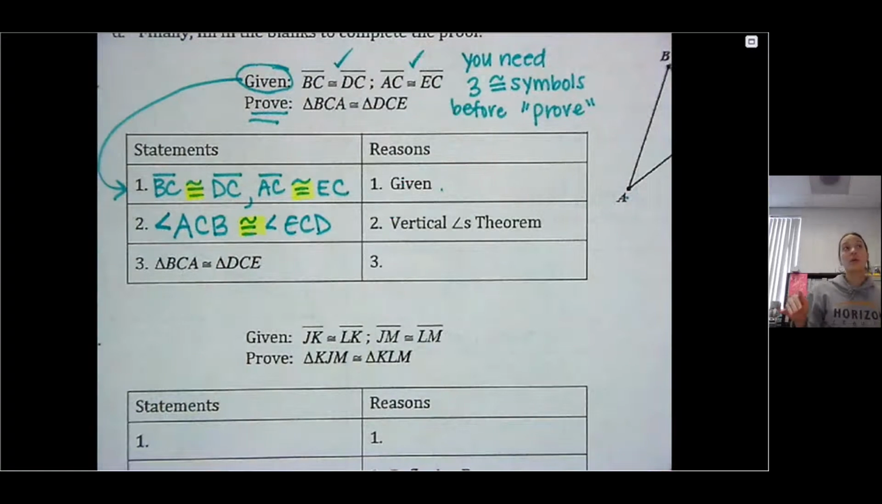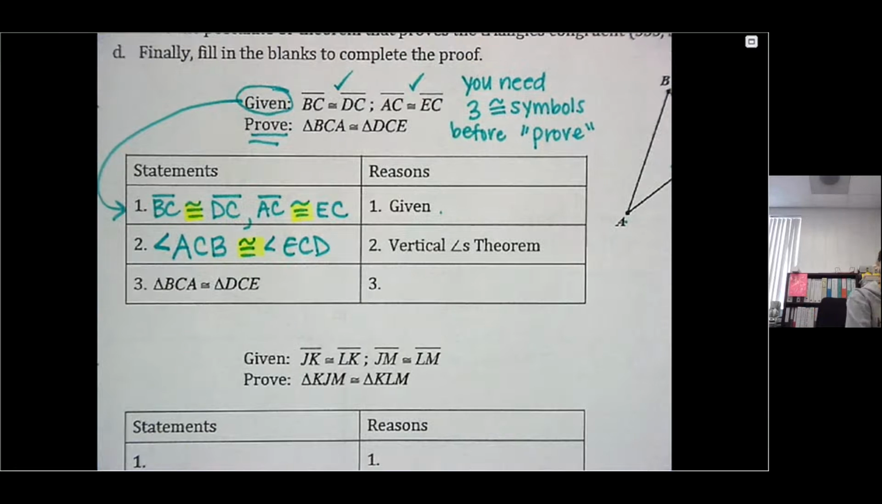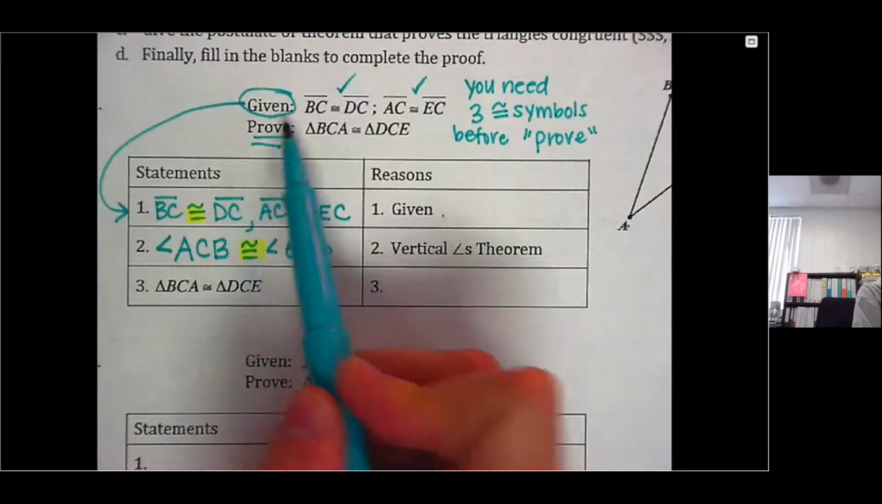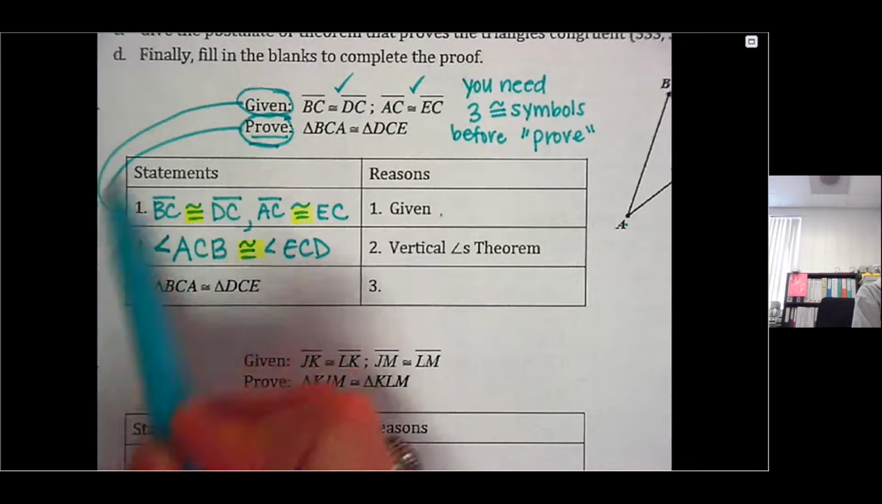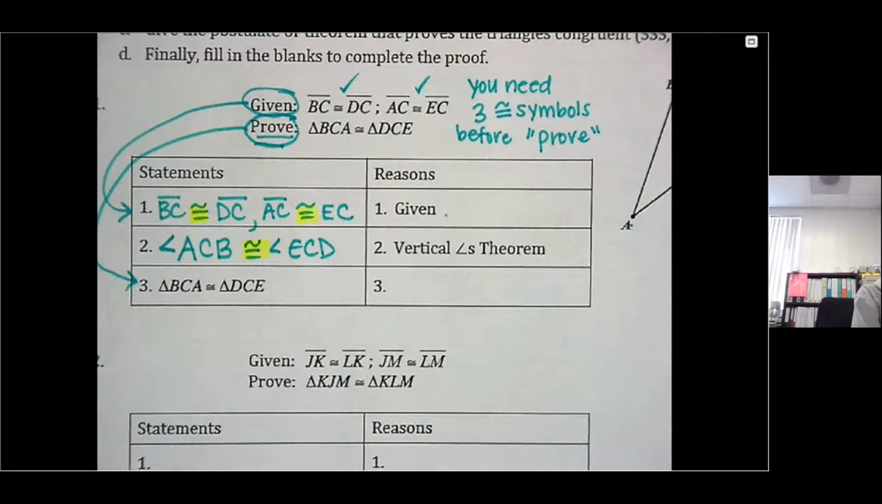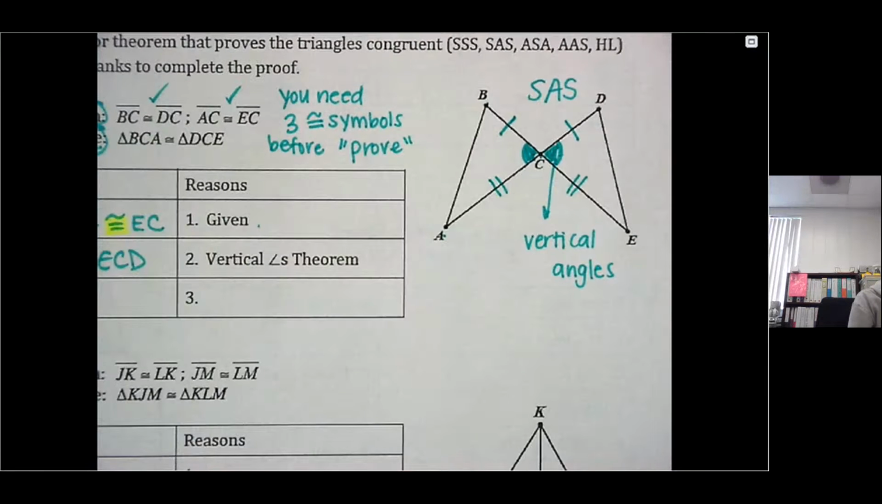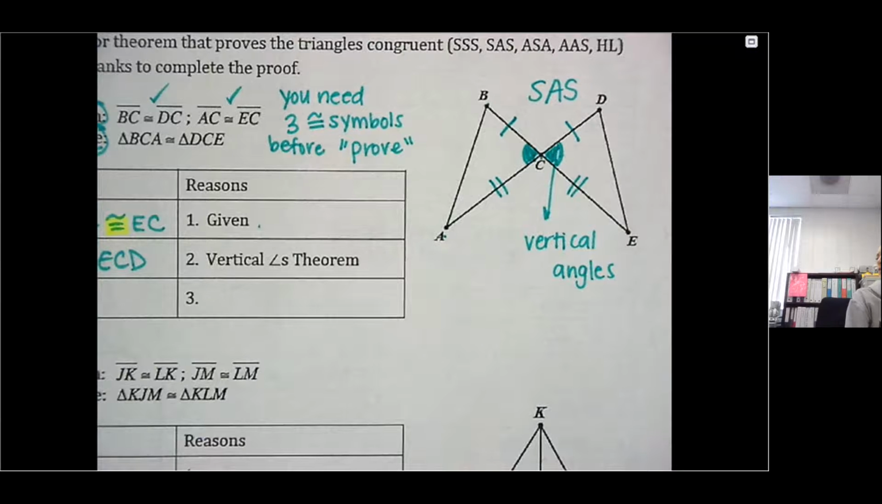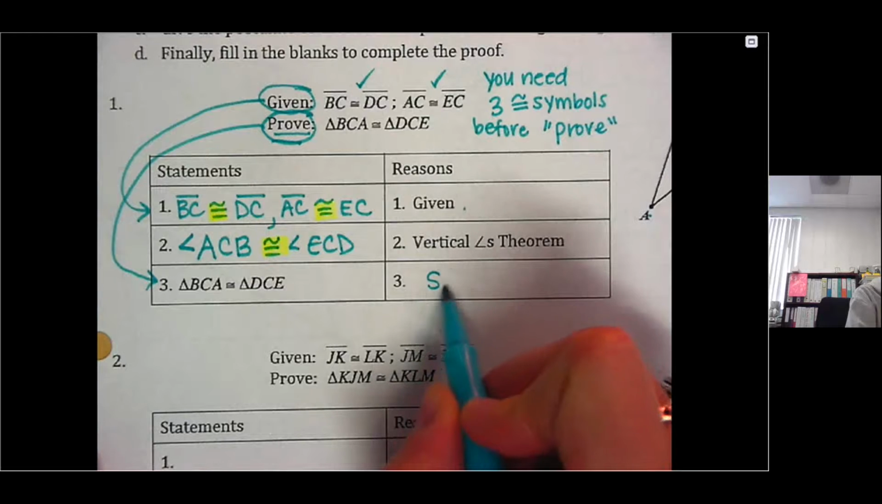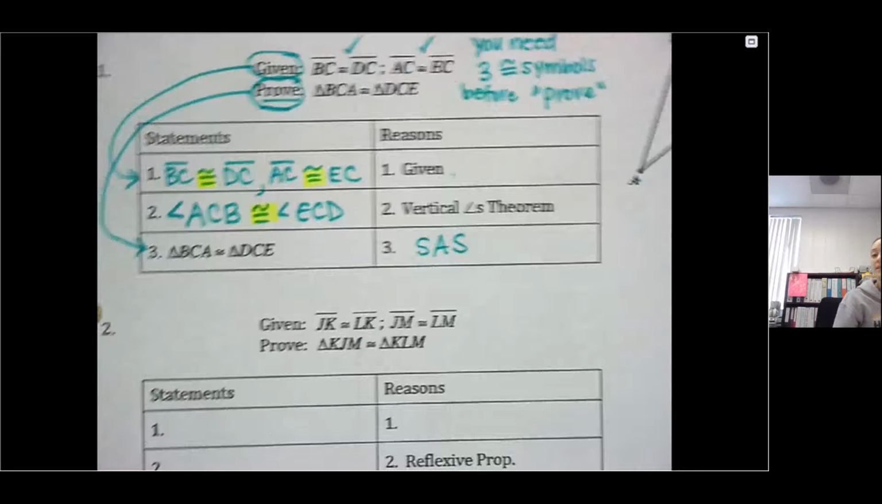Once you reach 3, once you've got 3 highlighted, you stop what you're doing and you go straight to your prove statement. So the given is your first sentence. The prove is your last sentence. Notice that this is the exact same thing that's right here. So this sentence says, these 2 triangles are congruent. And how did you know that? Which theorem told you that they were both congruent? SAS. So your literal reason is just SAS. And you're done. There's your proof.